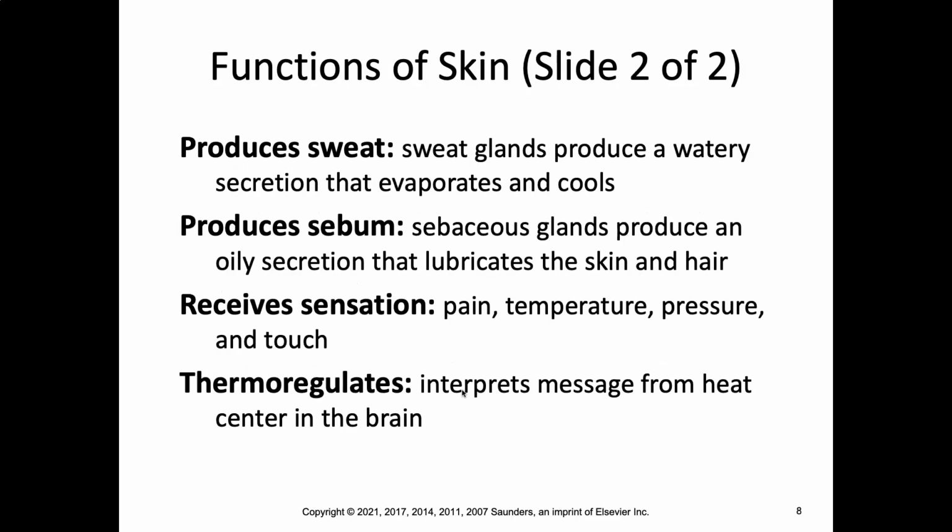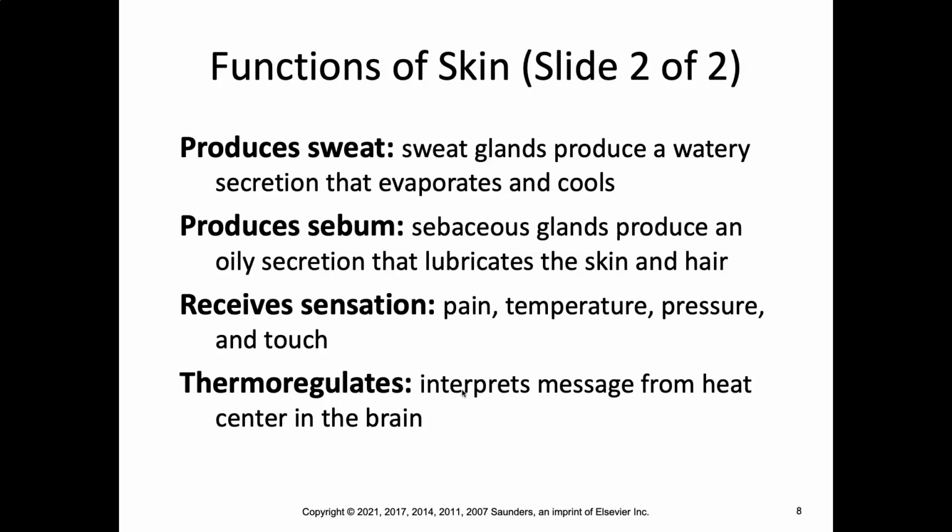All right, so producing sweat. We have sweat glands. They produce a watery secretion that evaporates and cools. We also produce sebum. We have sebaceous glands that produce an oily secretion that lubricates the skin and the hair. Our skin receives sensation, as I talked about a little bit ago: pain, temperature, pressure, touch. Those are all types of sensations that are gathered through our skin.